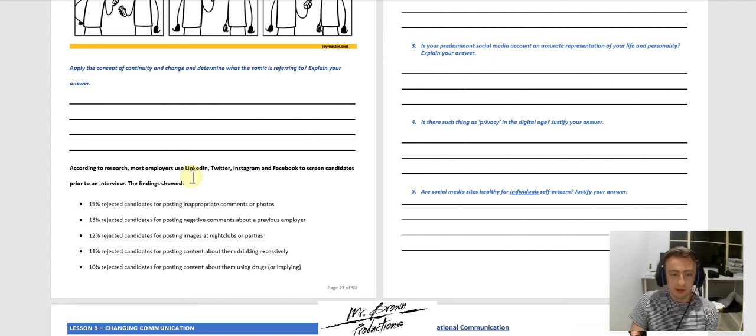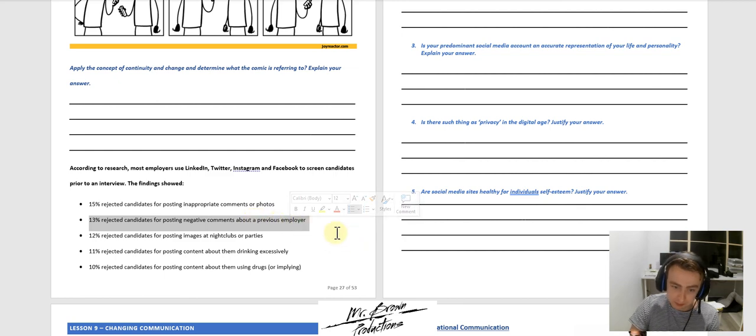So yeah, that's interesting. 15% of employers rejected candidates for posting inappropriate comments or videos. Okay, so that's almost one fifth, a little bit less than one in six of you may not be getting a job in the future because of an inappropriate comment or photo. 13% were rejected for posting negative comments about a previous employer.